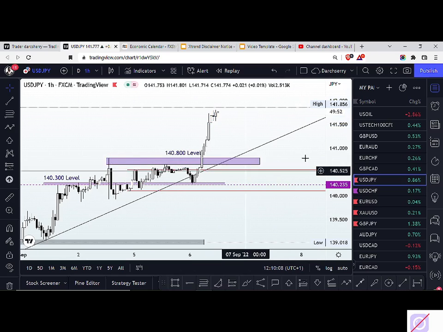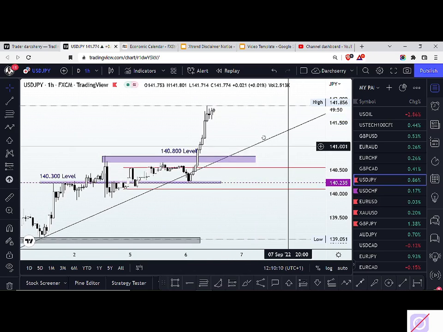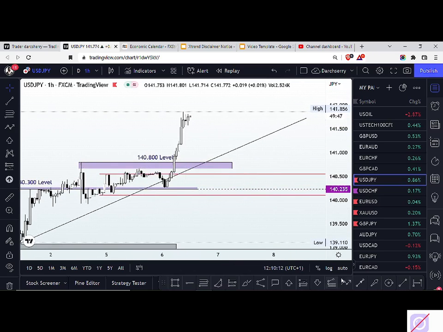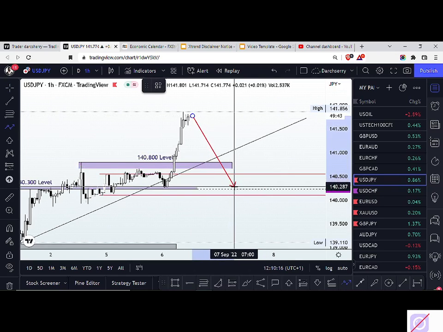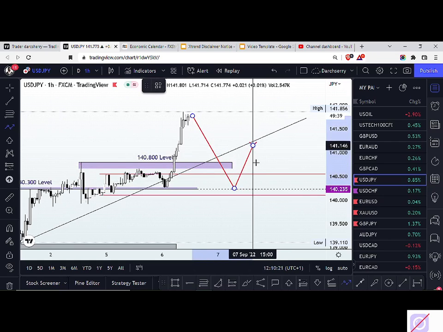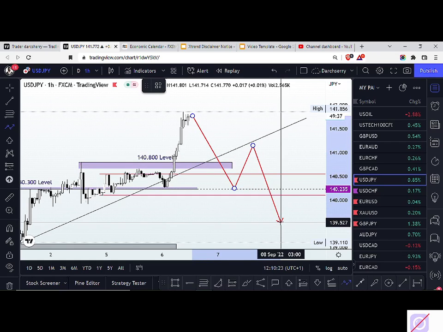Now, another scenario on the USD JPY is that if price breaks down this bullish trend line, then I want to see this as a signal that we are going bearish. And if a retest of structure happens, we join the decline to the downside.